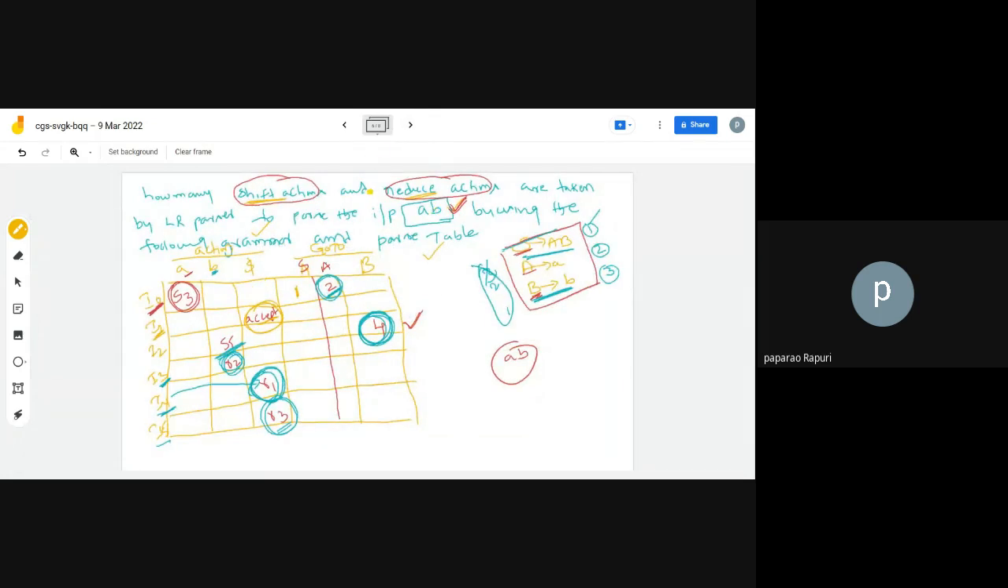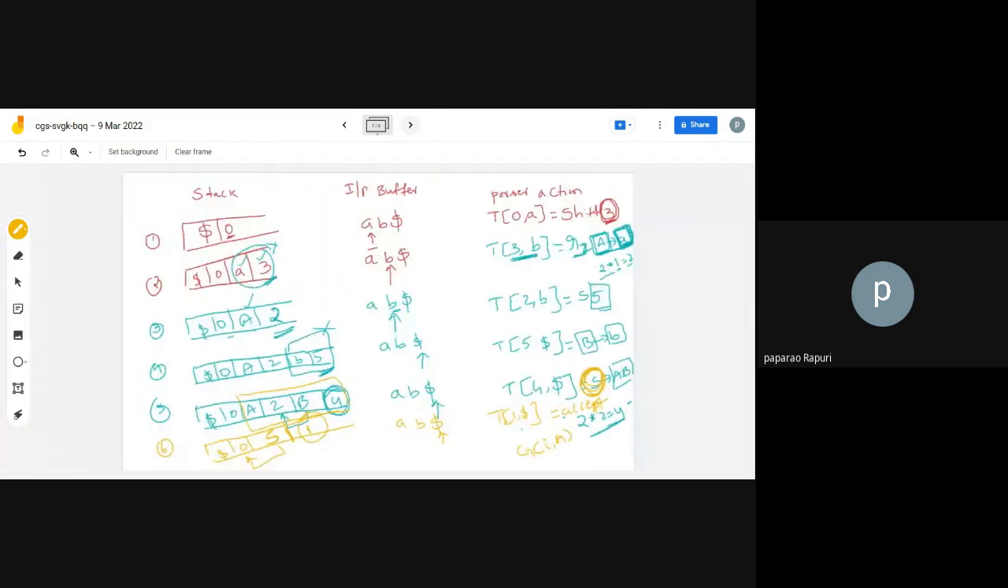So here the question is, how many shift actions are performed? How many reduce actions are performed? We will check it once. Here it is shift action. And here it is reduce action. And here it is shift action. And here it is reduce action. So R3, reduce action. And here it is reduce action. And it is accept.